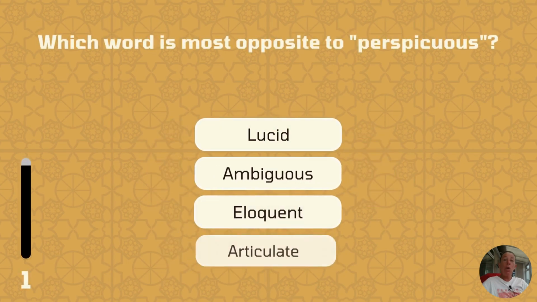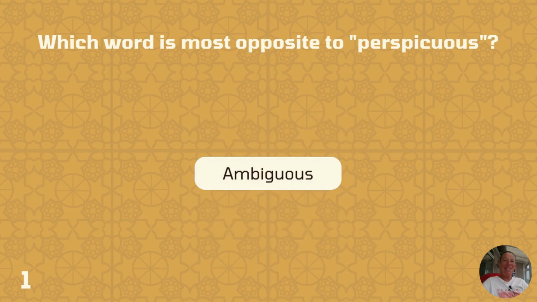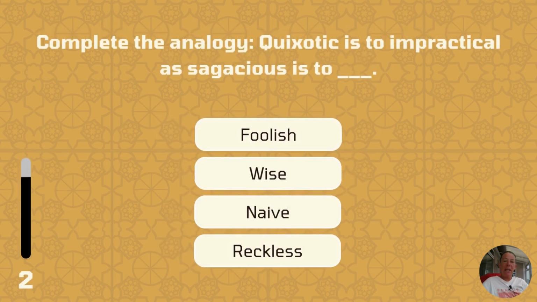Which word is most opposite to perspicuous? Lucid, ambiguous, eloquent, or articulate? Ambiguous. Complete the analogy. Quixotic is to impractical, as sagacious is to foolish, wise, naive, or reckless. Wise.